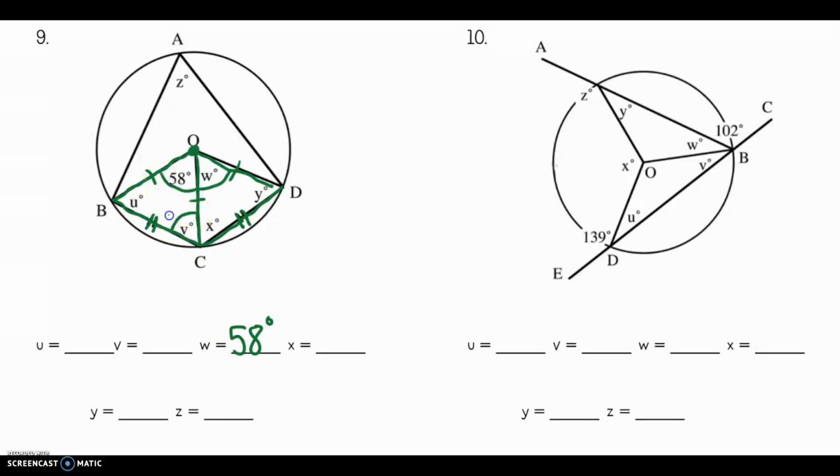And then the two angles at the bottom of the triangle are equal. So 180, take away 58, and then divide by 2. Each of those are 61. Y and X must also be 61.